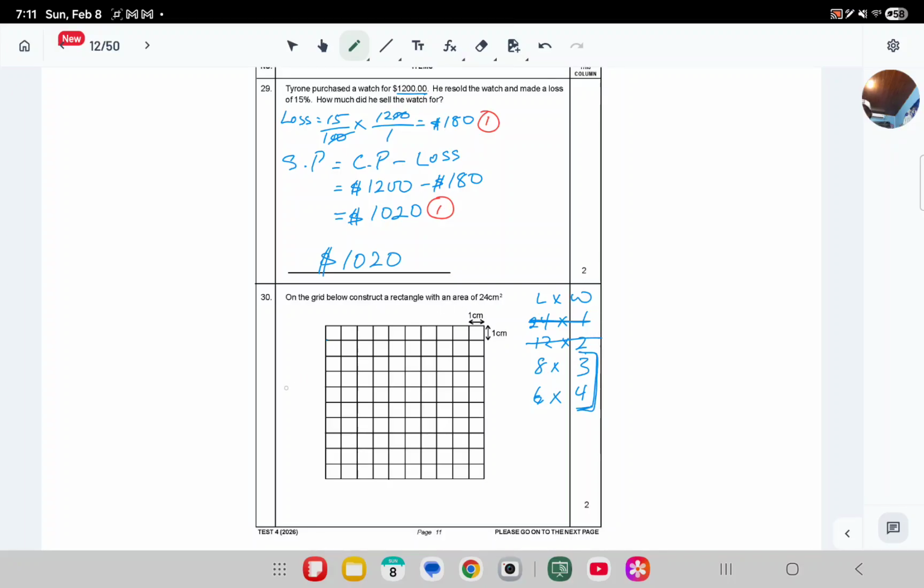You could draw 8 by 3. So 1, 2, 3. 1, 2, 3, 4, 5, 6, 7, 8. So you could have this. Or you could even have 6 by 4. Alright. 1, 2, 3, 4. 1, 2, 3, 4, 5, 6. So we could even have this here, right? 6 by 4. Right, and I get 2 marks.